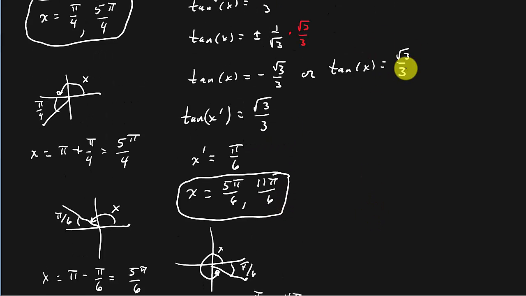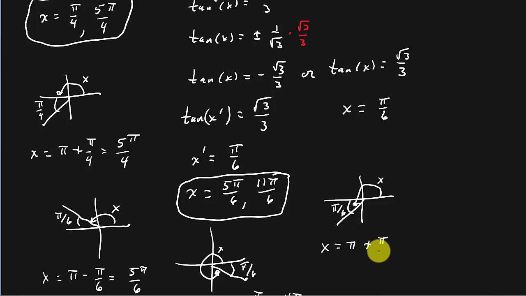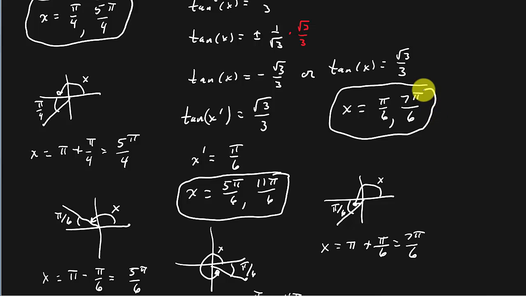So now we've got to work on this one. Tangent x is equal to a positive number. So that tells me my solution's in the first and third quadrant. So the inverse tangent of square root of 3 over 3 is pi over 6. And then I need my solution in the third quadrant. Well, there's pi over 6, my reference angle. We'll call that x. x is equal to pi plus pi over 6, which is 7 pi over 6. So 7 pi over 6. And there's your answer right there.